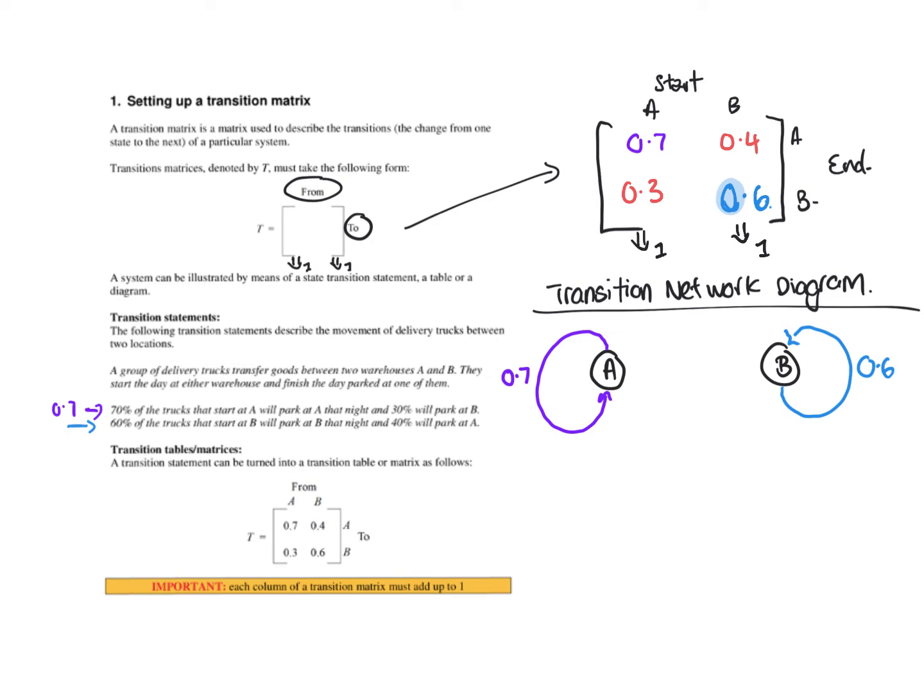So therefore, I could finish my diagram. Those that start at A but finish at B, that's 30%. So 0.3, or we could say 30%, depends what your diagram's showing. And then those that start at B but end at A is 0.4. So start at B and end at A is 0.4. So there I've set up a transition diagram, and here is how we get the answer. We just have to remember that they have to add up to 1.